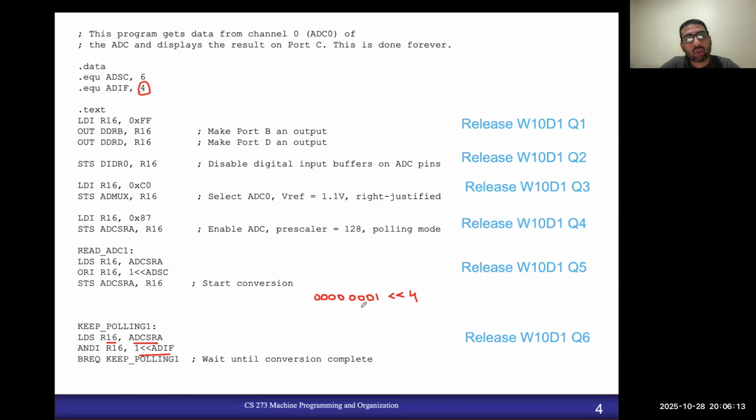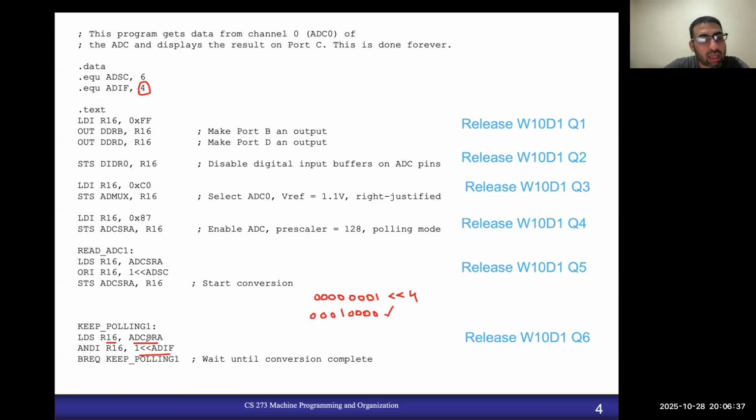So when I shift it left 4 times, what will I get? I will get a 1 here, and all other bits will be zeros. So the bit at index 4 will be 1, and all other bits will be 0, right? And then I'm saying do the AND operation between R16 and this number.